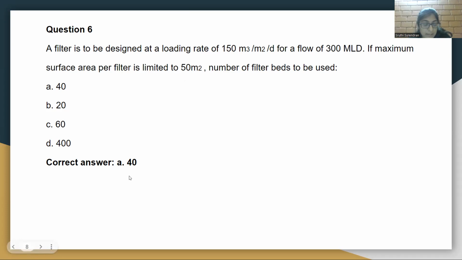Sangamitra and Lingaraju, you can try this question out. It is a very simple question. Yes, I am doing. Okay, let me know. I'll move on to the next question after you get the answer.